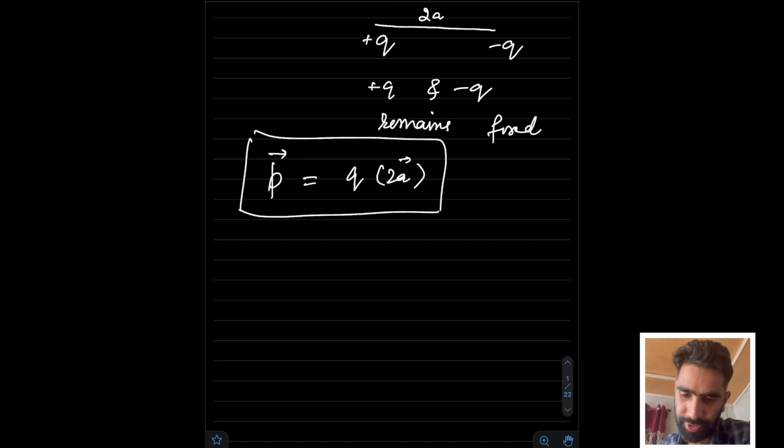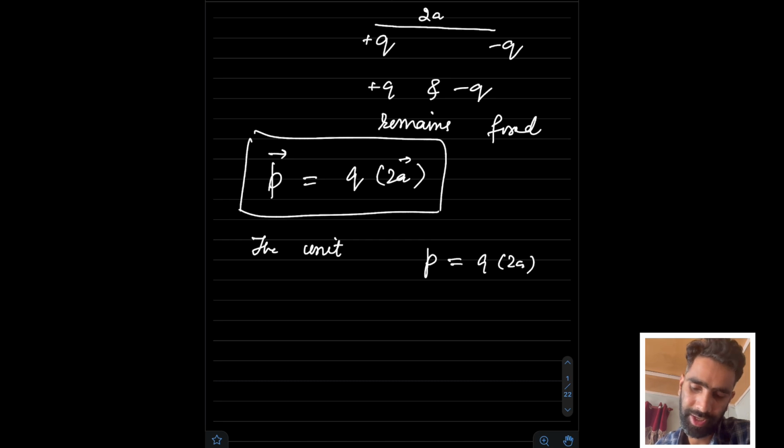Now again, the unit system for this electric dipole moment can be easily seen from the relation p is equal to q into 2a. Q has units of coulomb and a has units of meter in SI. Therefore, the unit will be coulomb meter for electric dipole moment.